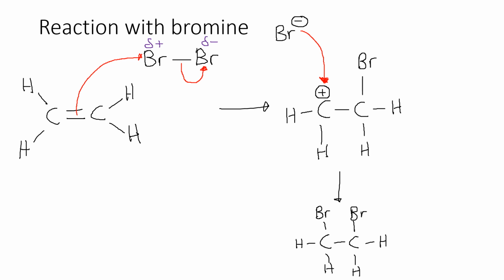And the product, if we were looking at how we name this, is 1,2-dibromoethane. So why is it called that? Well, it's ethane because there's two carbons. Dibromo means two bromines. And we have to specify where the bromines are because they could be on the same carbon. But in this case, they're on different carbons. So we call this 1,2-dibromoethane.